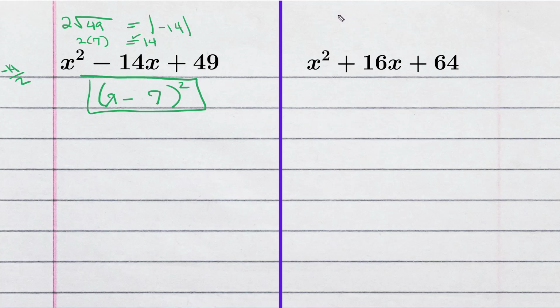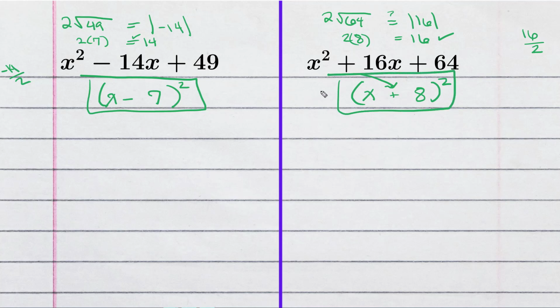Okay, let's do it one more time. We take this 2 times the square root of 64. Does that equal the absolute value of 16? So 2 times 8. Does that equal 16? And that's true. So that means I can use the shortcut method to factor. So x, and then 16 divided by 2 is 8, and that middle sign. And that's the answer. So when you're just having to factor that perfect square trinomial, that's the method you're going to use each time.